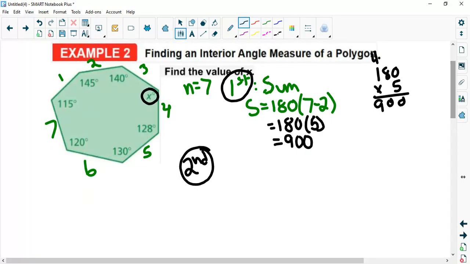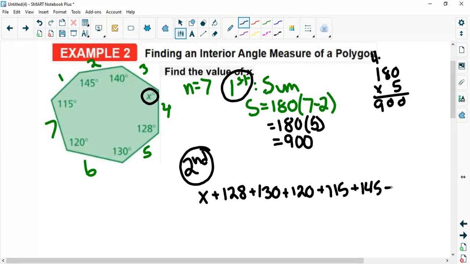So we could say x plus 128 plus 130 plus 120 plus 115 plus 145 plus 140, and those together equal the 900 we just found. Now we need to add all that up. So let's take a moment, add up all the like terms, all those other angles.